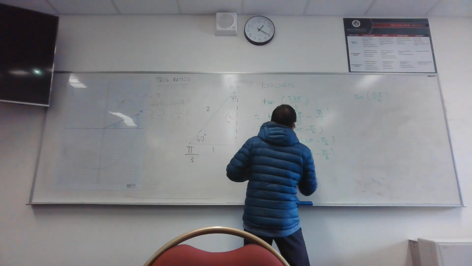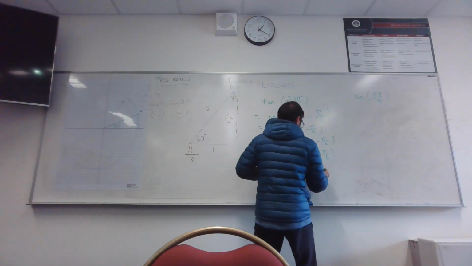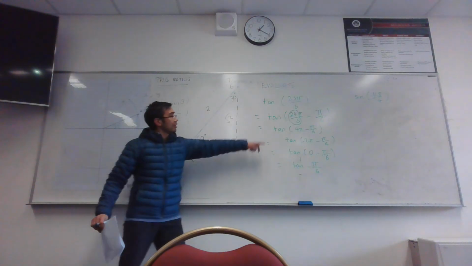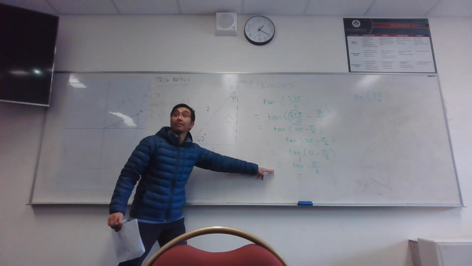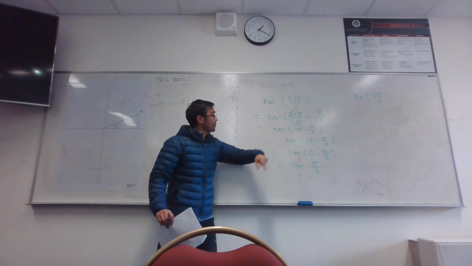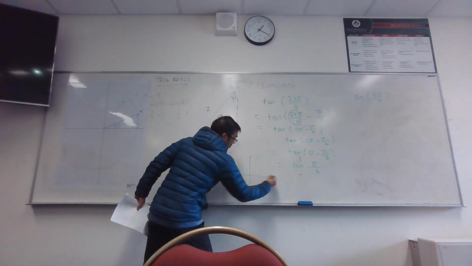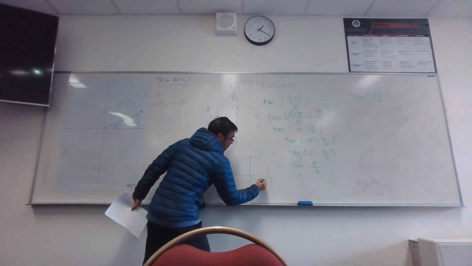You don't have to do this. I'm just being explicit here. You can go from here to here, straight to here, if it's quite clear in your head. 4 pi's are really 2 pi's. 2 pi's are really zeros. We're just going down.